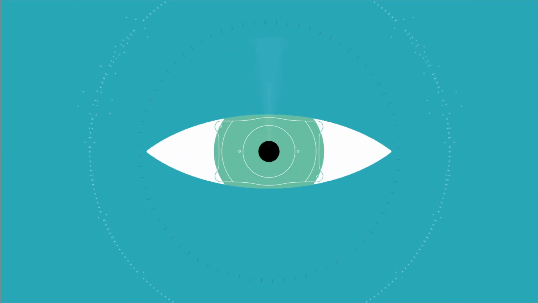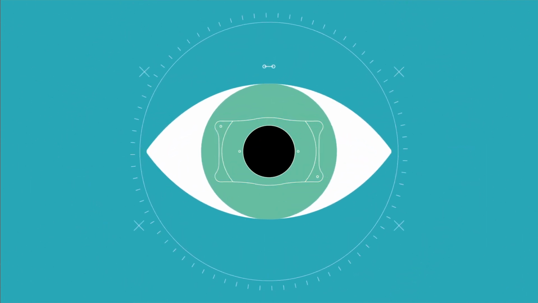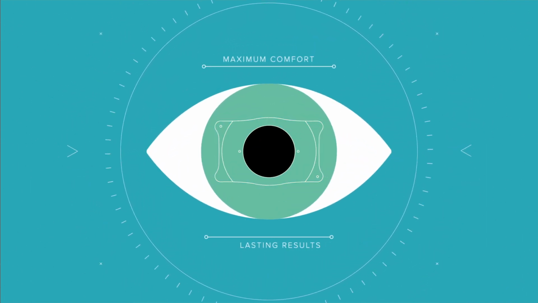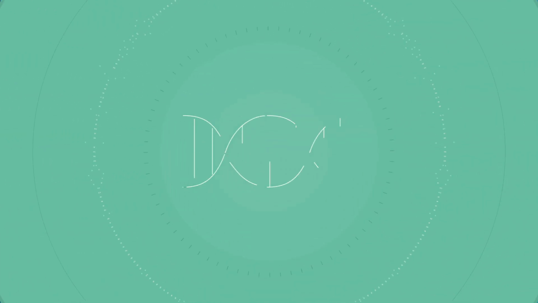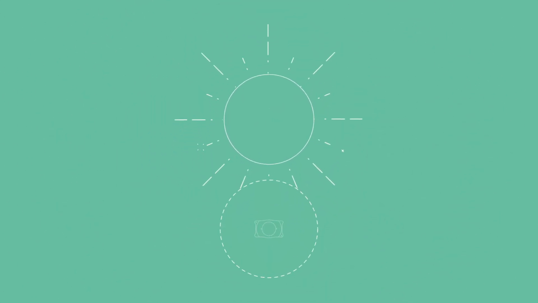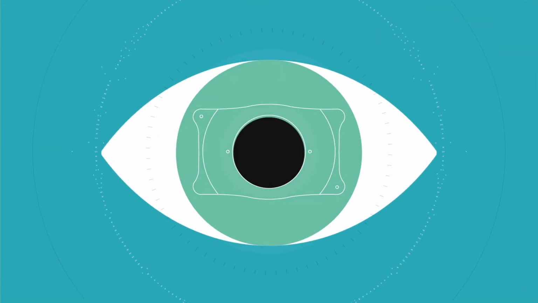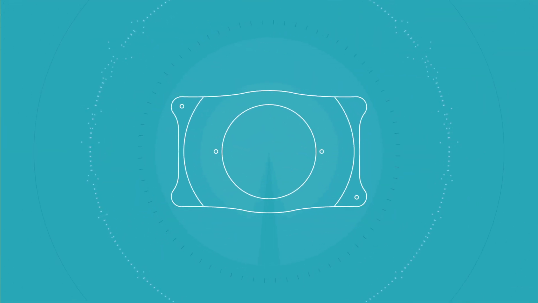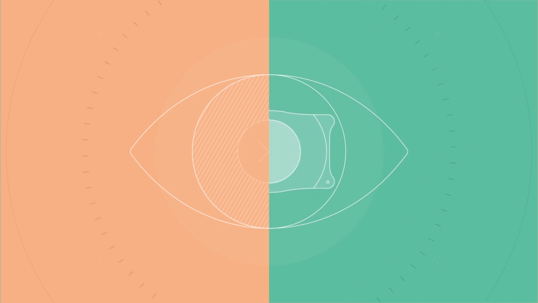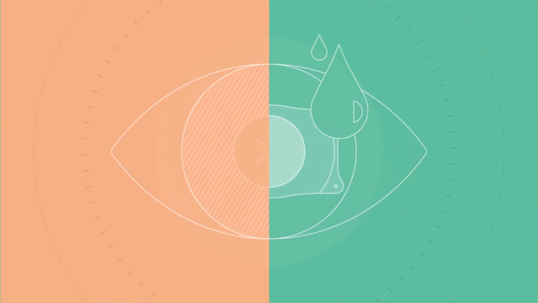Visian ICL is a specially designed lens that's gently placed in the eye for maximum comfort and lasting results. The biocompatible polymer lens material of Visian ICL functions in harmony with your natural eye, provides protection from UV rays, and is completely removable should you desire future eye procedures. Also, unlike other vision correction procedures which remove eye tissue and can cause dry eye syndrome, the Visian ICL procedure is additive and does not cause dry eye syndrome.